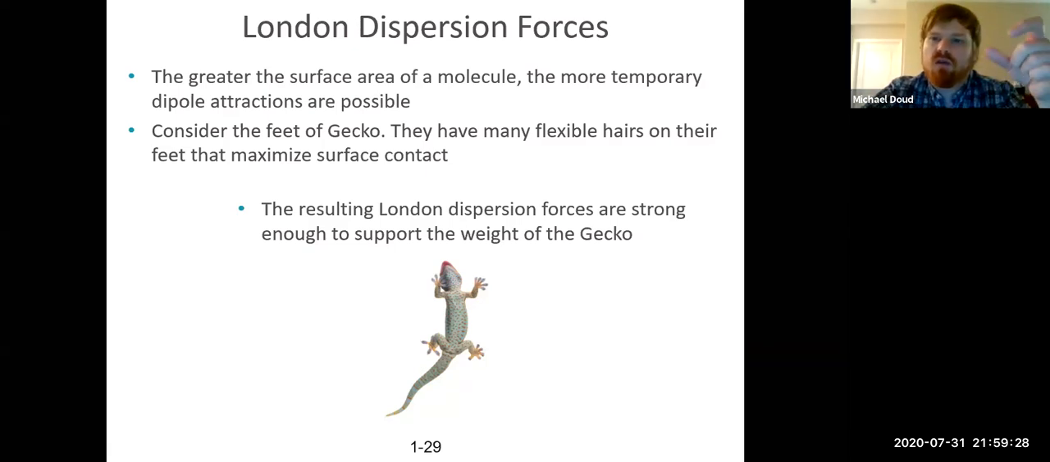So even though the interactions themselves are weak for each of them, if you add up all of the forces together, it's actually enough to let the gecko climb up the wall.